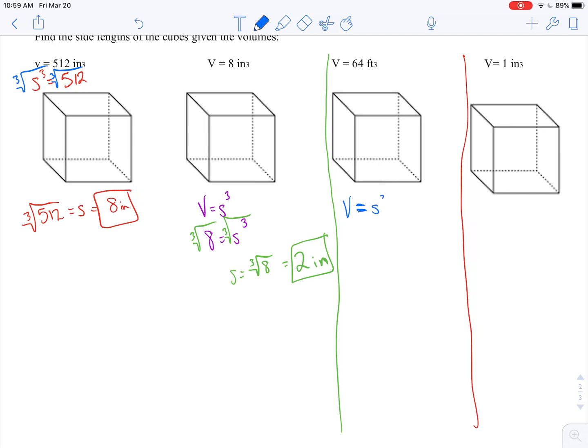So, 64, right? 64 is the volume. Volume, we found out earlier, we could just take the side length and cube it because, if you remember, these are all squares. So it's just, you know, your length times width times height is just side times side times side. Or side cubed, side to the third power, whatever that side length is.